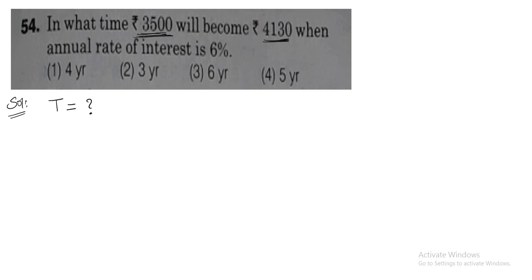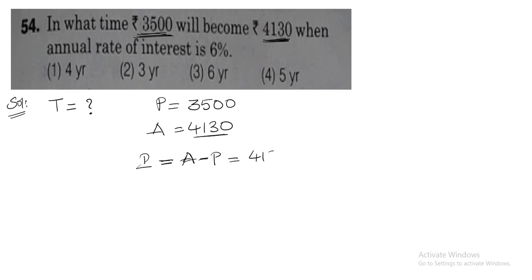So what is this 3,500? Initially, whatever the amount that is there, we call it the principal. So principal is equal to 3,500. Now it should become 4,130, which means the amount is 4,130. Whenever you know the amount, I can find out the interest, right? So interest is given by I is equal to amount minus principal.